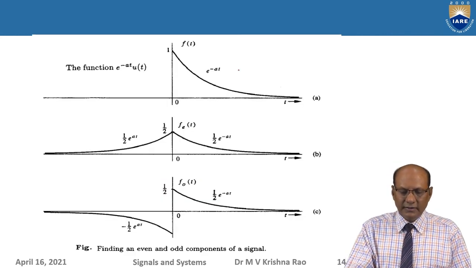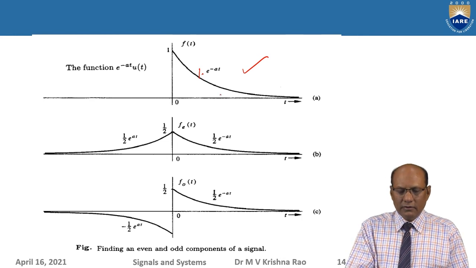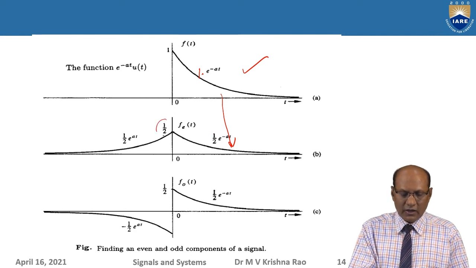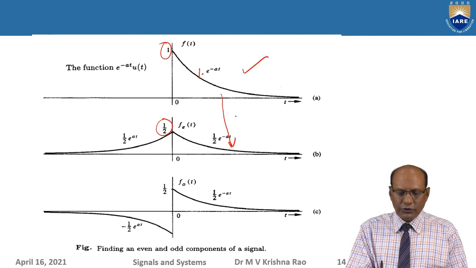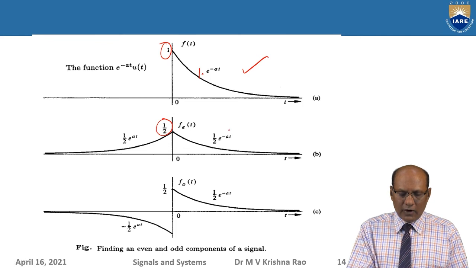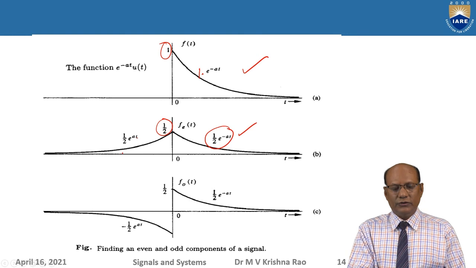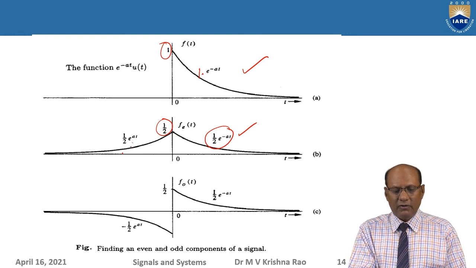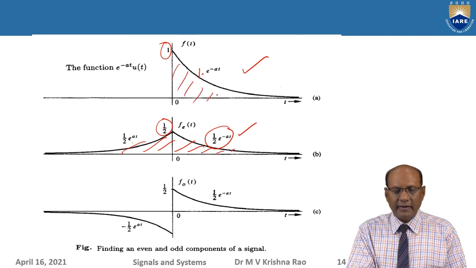So pictorially, this is the given function. This amplitude is 1. Reproduce here, because of 1 by 2, you have to make it 1 by 2. So this is half amplitude. See here, it is half amplitude. Originally it was 1. Now it is half of e to the power of minus at. And towards the negative side, e to the power of plus at, half. Okay. So this area and this area are the same as this area.